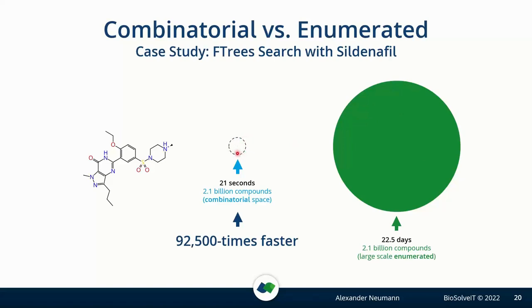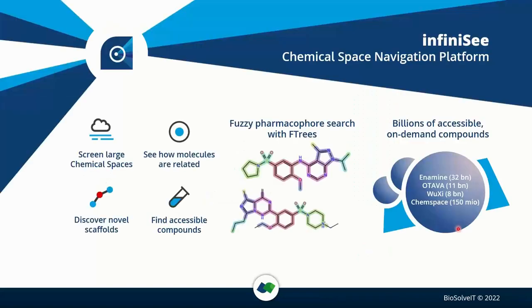Now you ask yourself, what's the circle about? I don't know if the resolution allows it, but in the center of the circle, there's a tiny, tiny dot. And the area of this dot and this circle now is proportional to the time required for the screening with Infinity. So combinatorial is way, way faster. Exactly 92,500 times faster compared to an enumerated method.